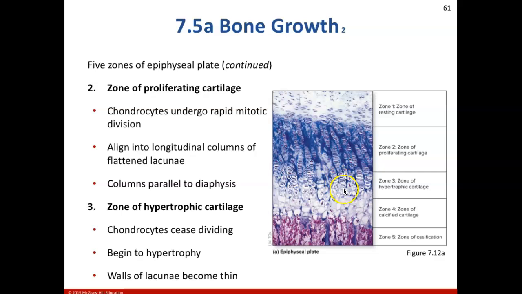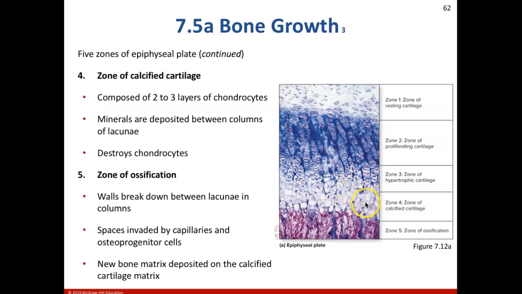And then our third zone is called the zone of hypertrophic cartilage. Here these chondrocytes stop their mitotic dividing, and they are going to begin to undergo hypertrophy. So they're going to become larger in size. You can see the size of them down here compared to zone 3 where they're much larger. And also the walls of these lacunae are going to become thinner.